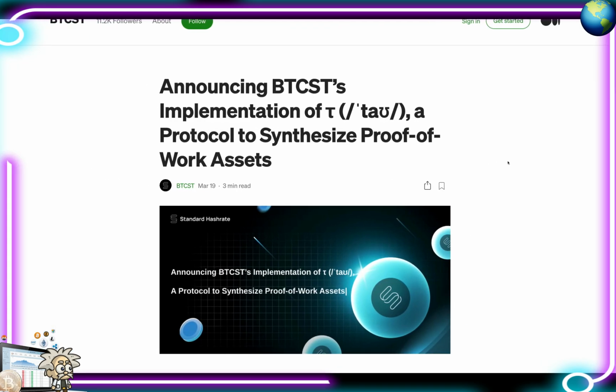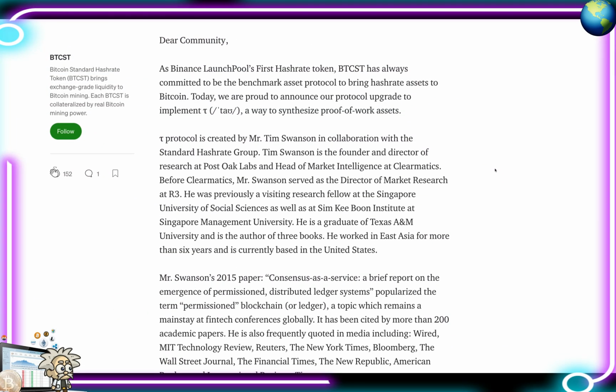Sliding back over to BTCST's Medium page, guys, they put the announcement here announcing BTCST's implementation of TAO, a protocol to synthesize proof-of-work assets. This, again, guys, was released a couple months ago in March on the 19th. They go over exactly what it is, explaining that it was created by Mr. Tim Swanson in collaboration with the Standard Hashrate Group.